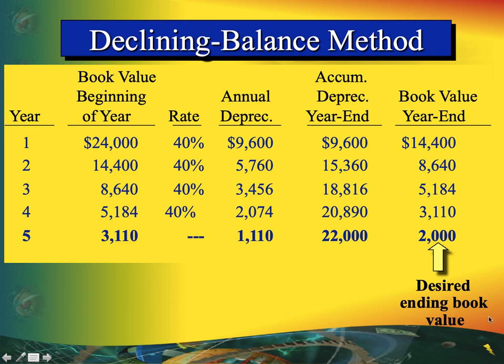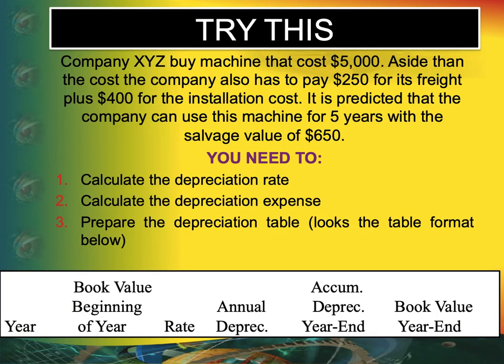So this approach is a bit more difficult than straight line, but I believe you can do it. I want you to try this as well. This is exactly the same question, but I want you to treat it using a different method. Now I want you to use double declining balance and calculate it by yourself. After you finish, you can move to part 3. Okay, happy trying.